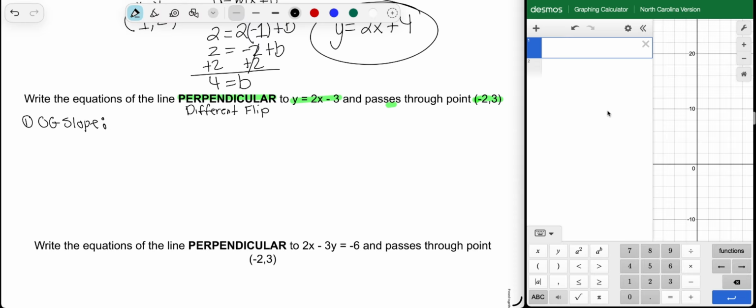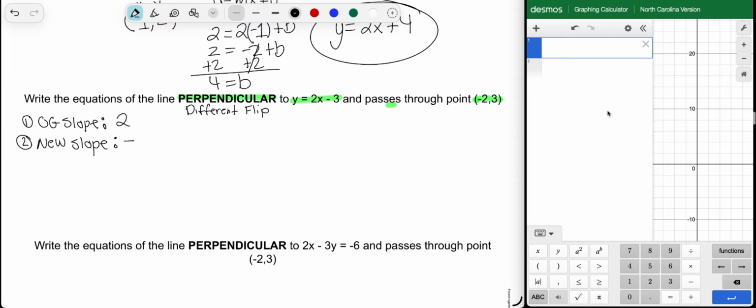And then from our OG, we got to get our new slope. Okay, so because it is in slope-intercept form, slope is given. The slope in this case is going to be +2. But because we're doing perpendicular, remember different flips, so that means if that's positive, the other one got to be negative.